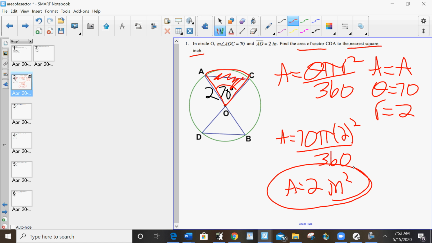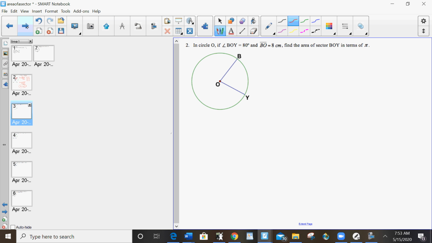All right, very simple lesson, yet every single Regents asks a question on it. This is the kind of question where if you do take the Regents at some point, you want to make sure you get this question right. It's pretty hard to get this wrong if you prepare for it. Angle BOY is 80. BO is 8. It wants the area of sector BOY.